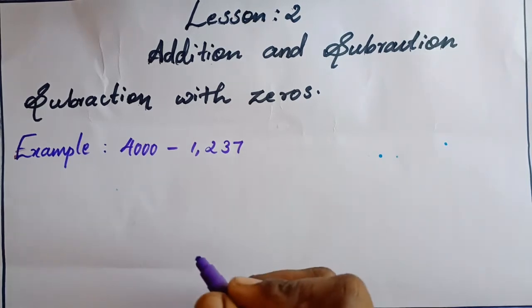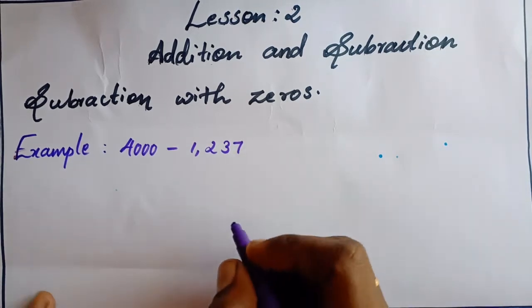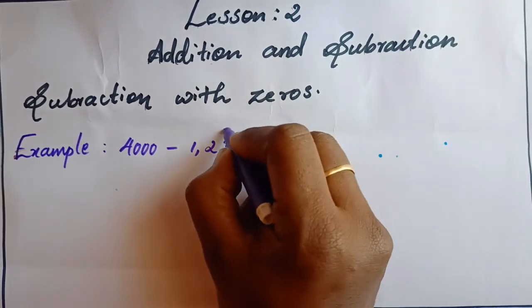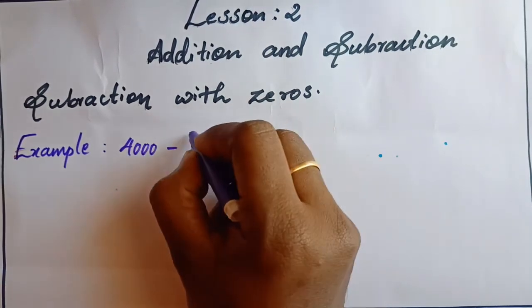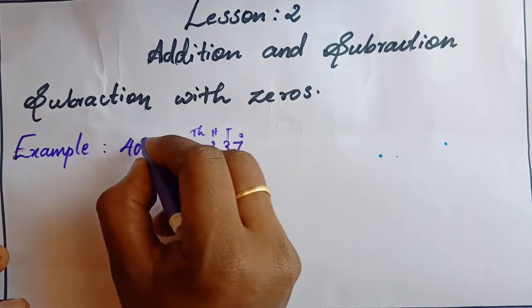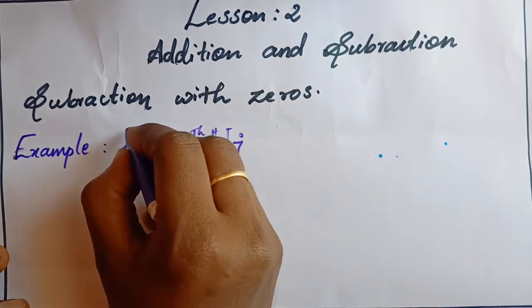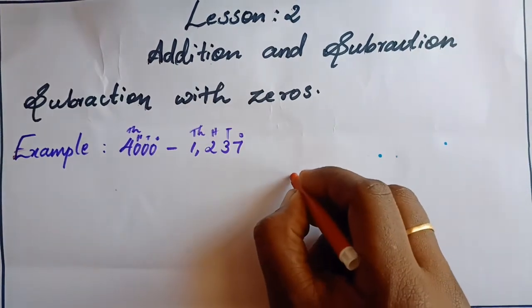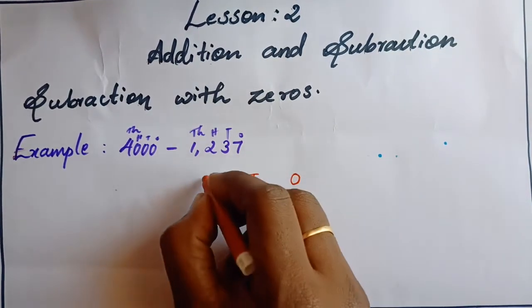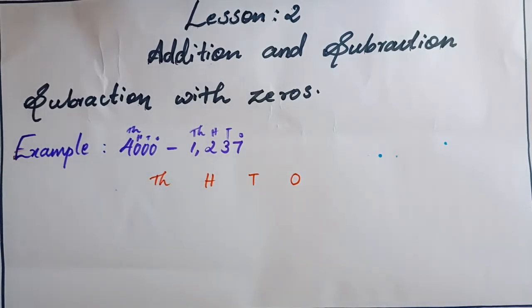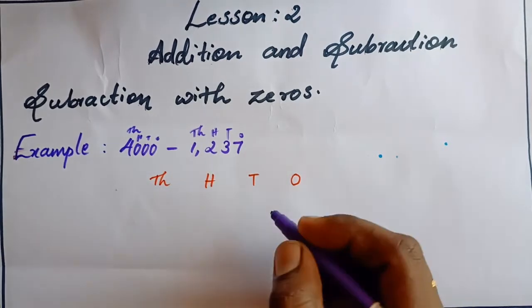Before that, you want to know the place value. What is the place value of this first number? Ones, tens, hundreds, thousands. I'm right? Yes. So here also ones, tens, hundreds and thousands. First, write ones, tens, hundreds and thousands. Now we are going to arrange this number here.